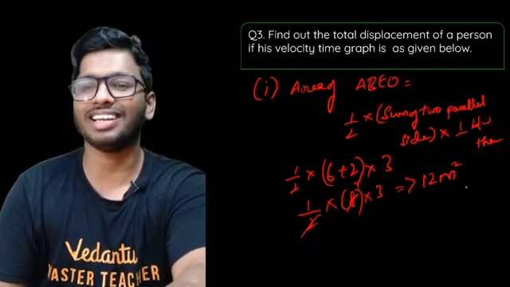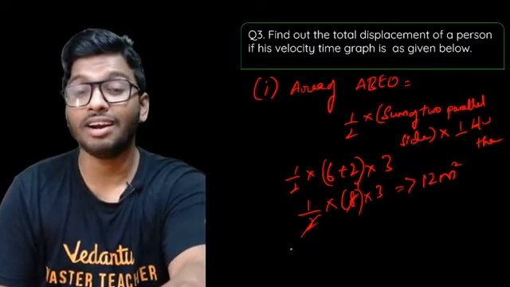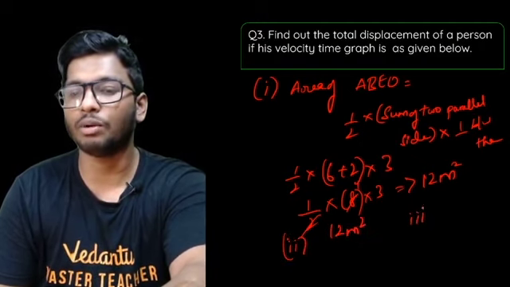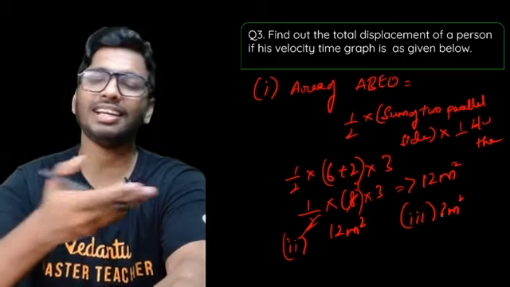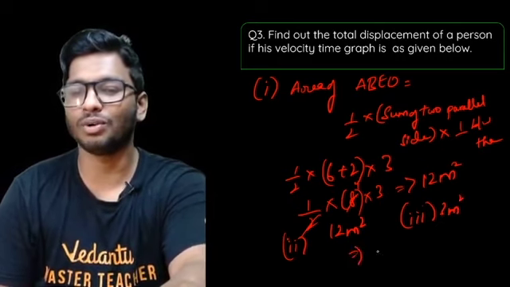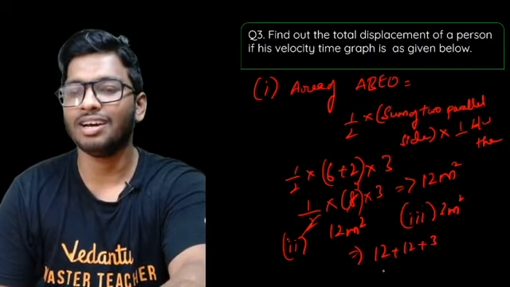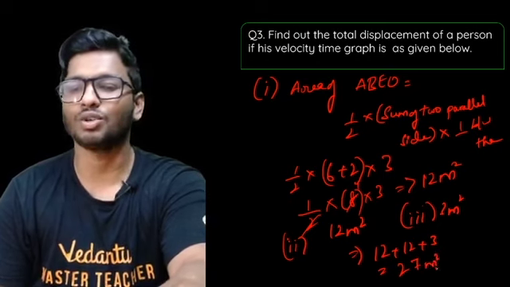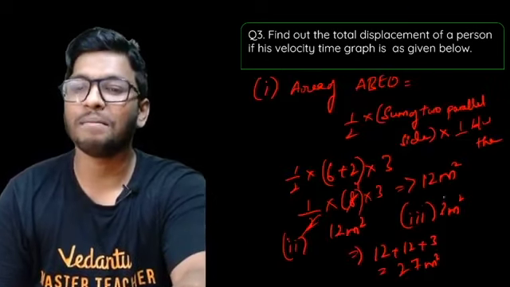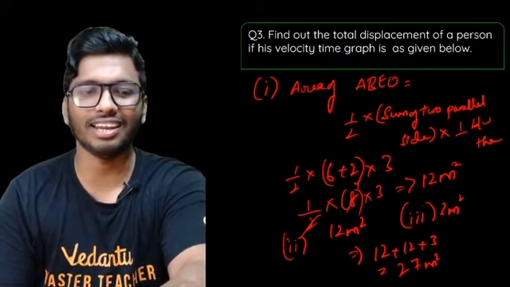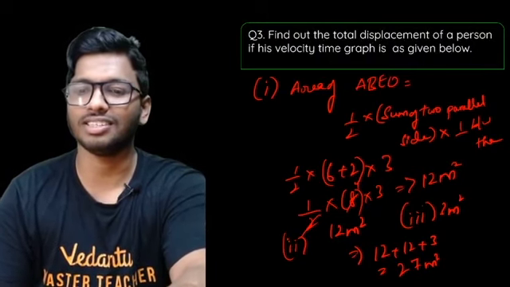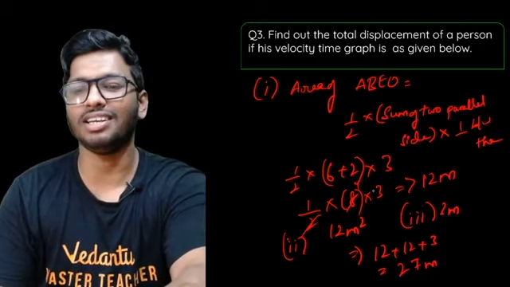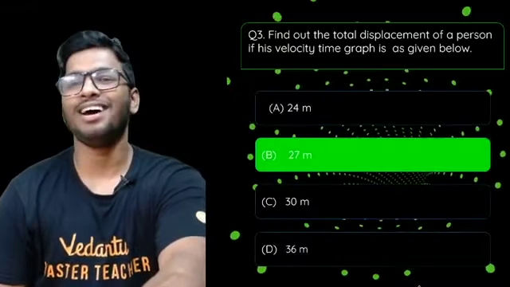So what did you find out? The area for the first one is 12 meter square. For the second one, it's again 12 meter square. For the third one, it was 3 meter square. So add all of these values up. What will be the total area? It will be 12 plus 12 plus 3. So that's 24 plus 3. That is 27 meter square would be the answer. Sorry, not meter square, sorry guys, it'll be 27 meters. All right. So the answer to this question is 27 meters. As simple as that.